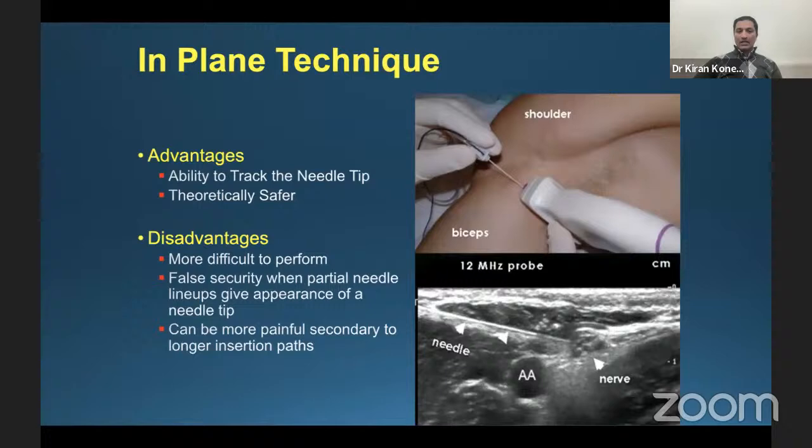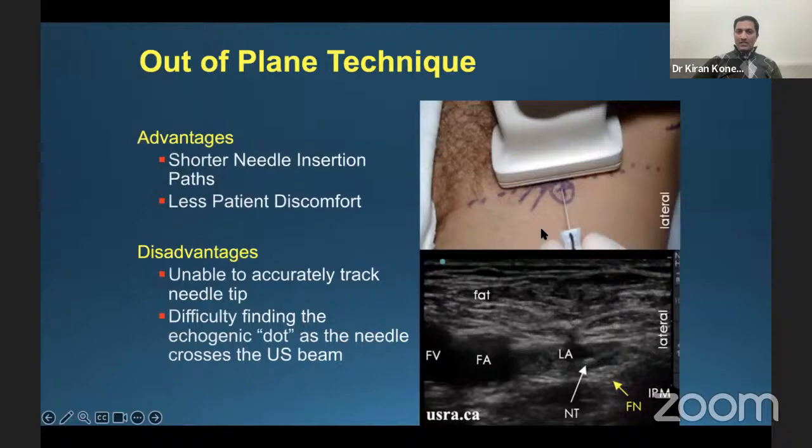With out-of-plane, as you can see, it's mainly the middle, and the needle traverses into the beam, and then slowly we use the move-across technique. So here the advantage is the needle path is shorter and there is less patient discomfort, but the main disadvantage is it can be a bit tricky to accurately track the needle tip, and sometimes difficulty in finding the echogenic dot as the needle crosses the ultrasound beam could be an issue. So I wouldn't normally suggest it for beginners; try and aim for the in-plane technique as much as possible. But in certain areas, out-of-plane might be the way forward, especially in ankle blocks, etc.